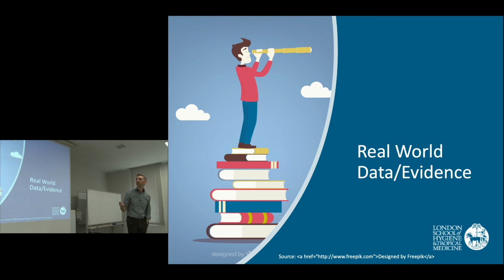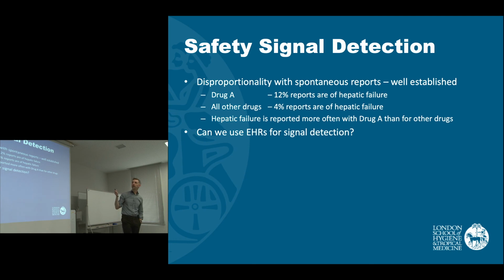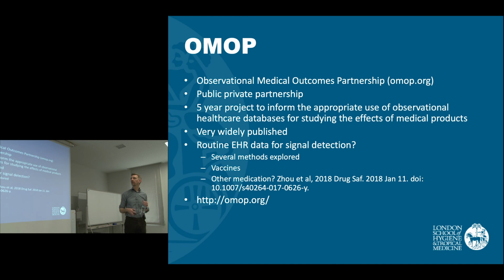So I want to then move on to what I see as the future in using real-world data and evidence for pharmacoepi research. So starting with safety signal detection. Now you know from the last talk that one area where we use spontaneous reports is to develop hypotheses of drug safety signals. And we're very used to doing this using disproportionality. But the question is whether or not we might also use the electronic health records themselves to generate signals.